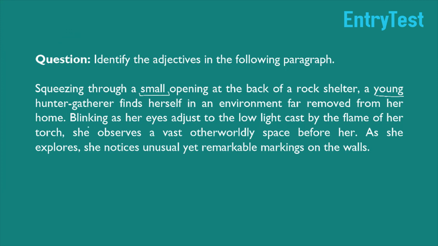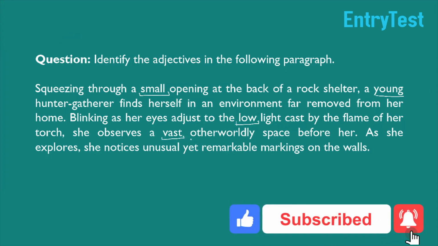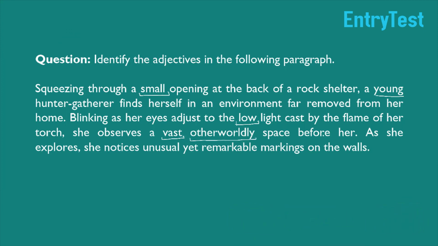Okay, blinking as her eyes adjust to low light. Okay, so light is being described as low. So low is my adjective. Cast by the flame of her torch, she observes a vast otherworldly space. Okay, so vast is being used as an adjective and space is being described as otherworldly. So these two words are adjectives.